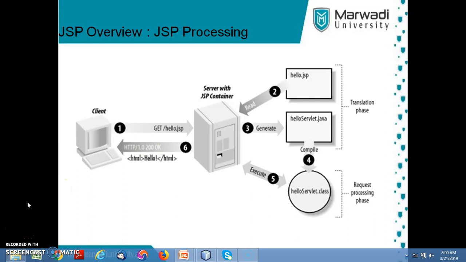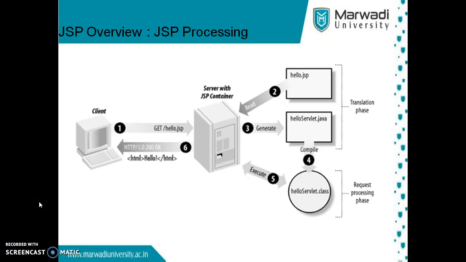Once the servlet file is generated, step number 4 is called compilation. Your Java file will be converted into the class file. The class file will be loaded into the memory. An instance will be created, and whenever a request is received, the servlet class file will be executed. That is called the request processing phase. In the last step, a response will be generated and forwarded back to the client. This is all about the lifecycle methods and the JSP processing.